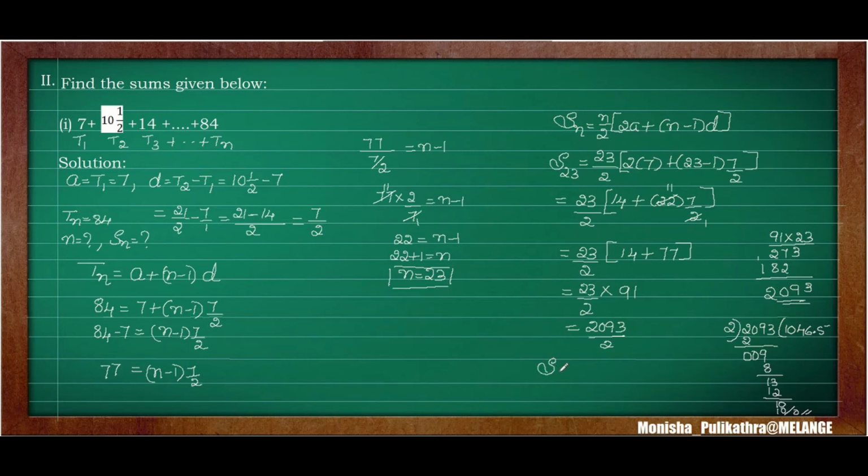So the value for S23, the sum of 23 terms, is 1046.5, or you can write it as 1046 and a half. Okay. This is the answer for the first question, that is finding the sum. First we need to find out n by using the Tn formula. Later on we need to put the Sn formula to find the sum.